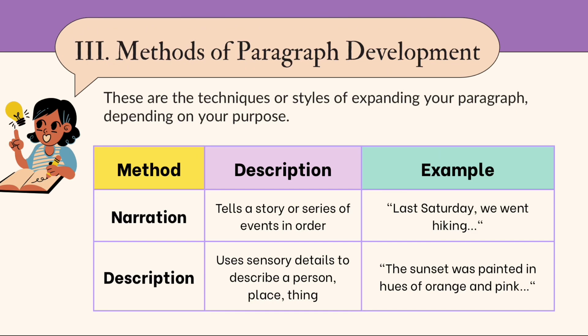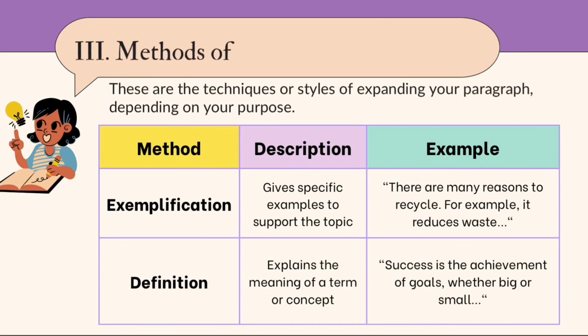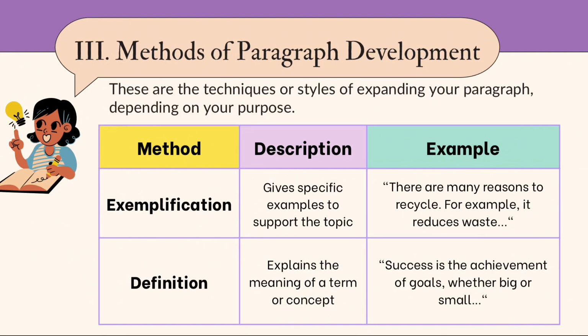Description paints a picture using words. You use your senses, what you see, hear, smell, touch, or taste, to help the reader imagine something. Example, the sunset was painted in hues of orange and pink. Use description when you want to make your reader feel or see something. Exemplification means giving examples to support your idea. This is great when you're trying to prove a point. Example, there are many reasons to recycle. For example, it reduces waste. The more specific your examples, the better.